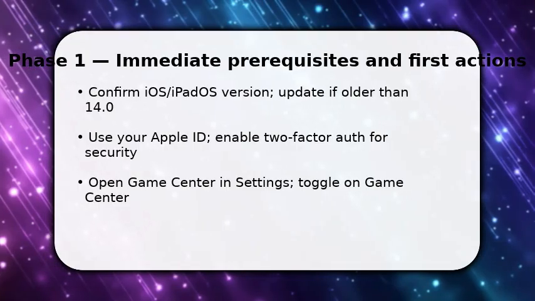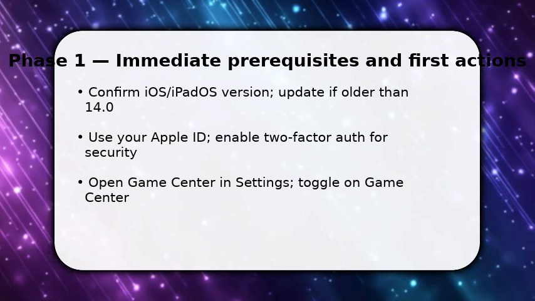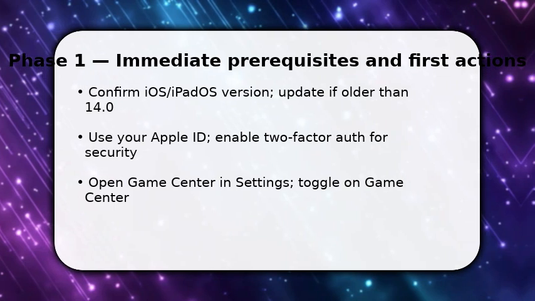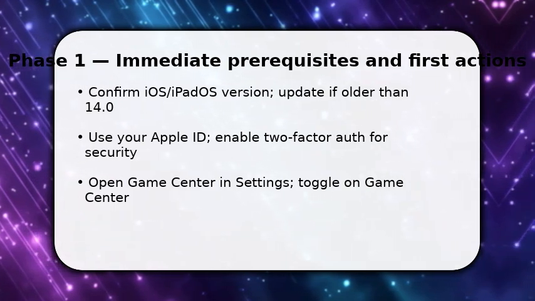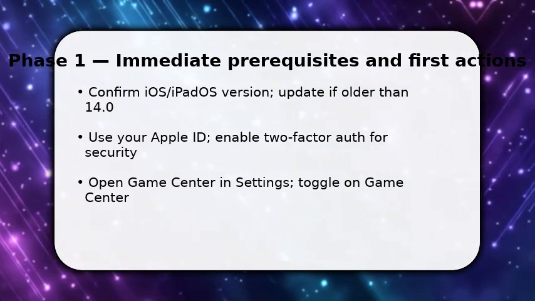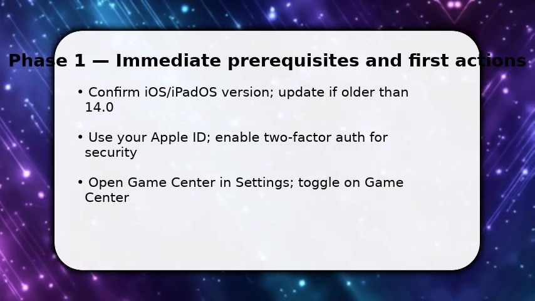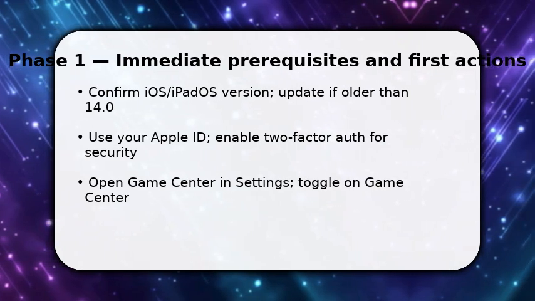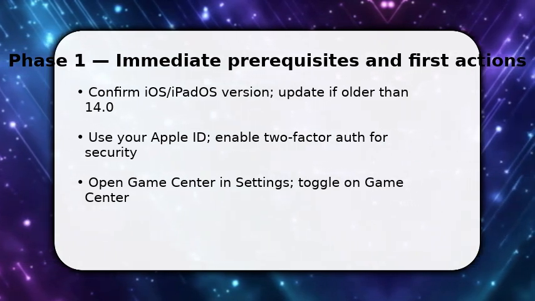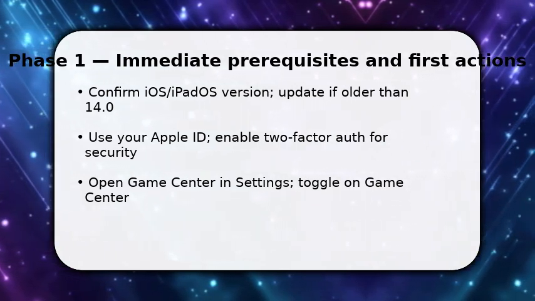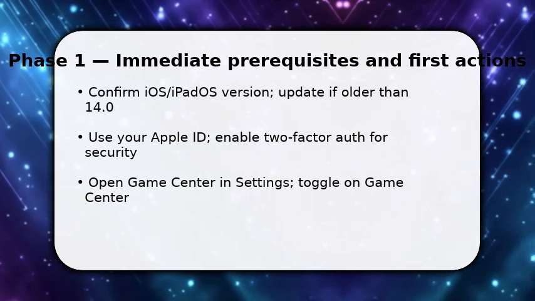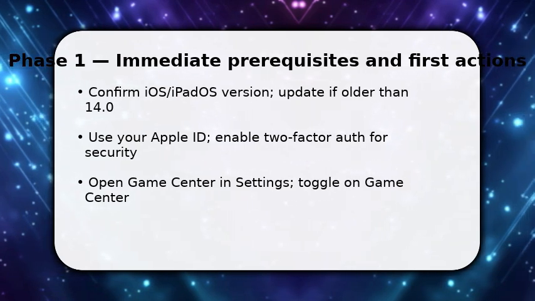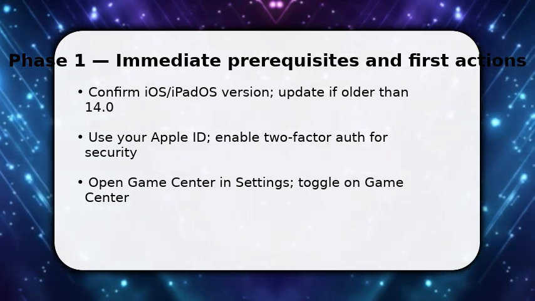You start by preparing the device and signing in. This avoids delays later. Make sure your iPhone or iPad runs a supported OS version, then open Settings and tap Game Center. Sign in with your Apple ID. If you don't already have two-factor auth, enable it now because Game Center relies on account security. Once signed in, choose your public profile name and set a privacy level. This matters for multiplayer invites. Now you've completed the first actionable steps and can move into setup details.